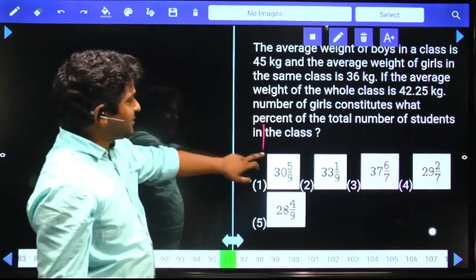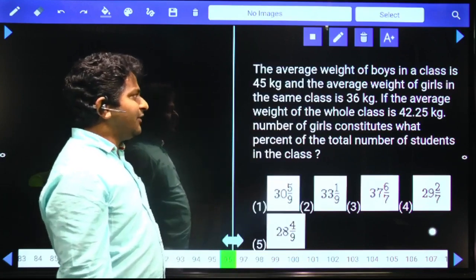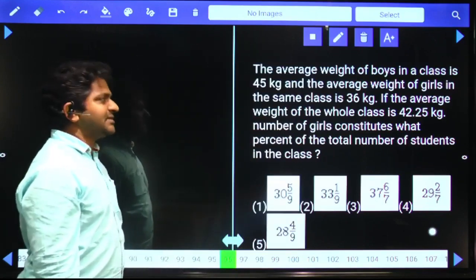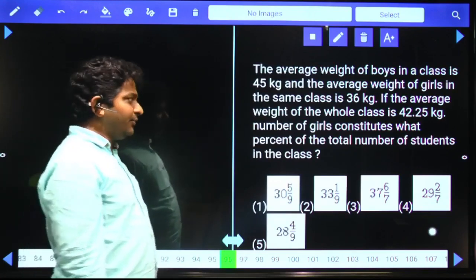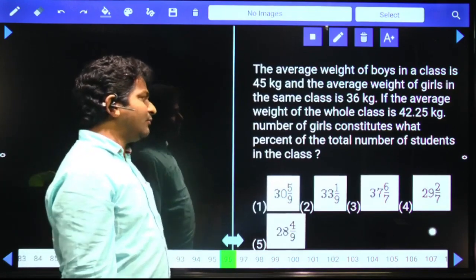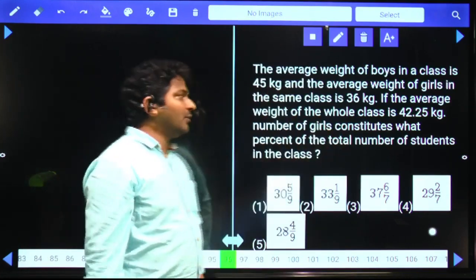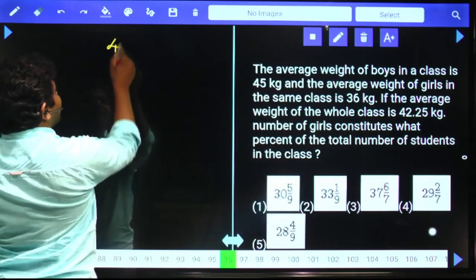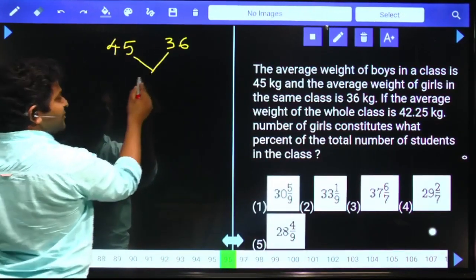Next, 96 onwards, these are aptitude questions. The average weight of boys in a class is 45. Average weight of girls in the same class is 36. If the average weight of the whole class is 42.25, the number of girls constitutes what percentage of the total number of students in the class? Okay. Now, boys' average is 45, girls' average is 36, class average is 42.25.